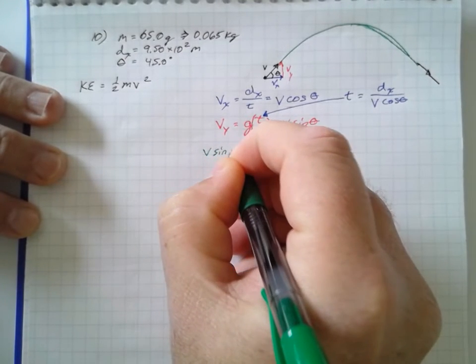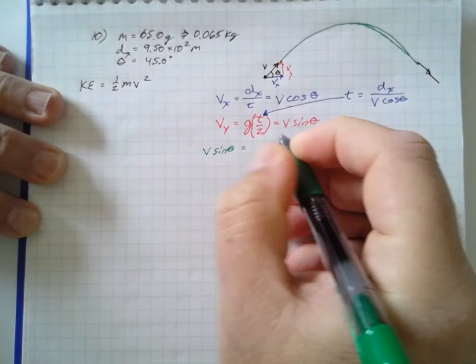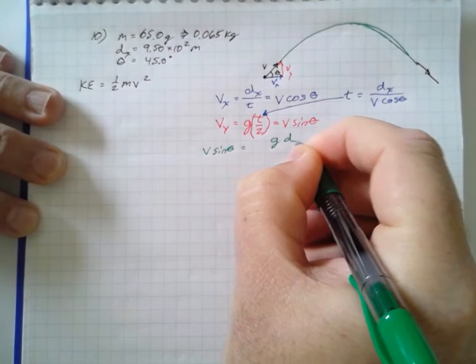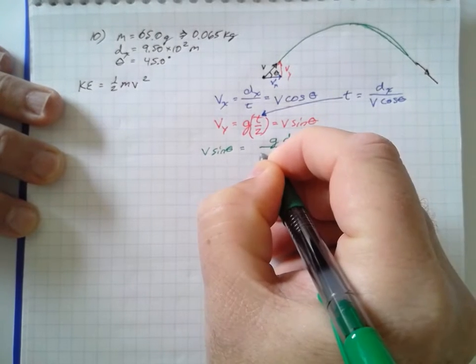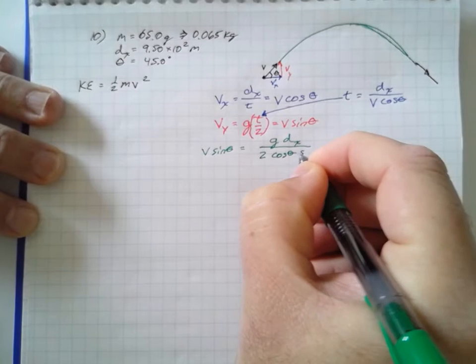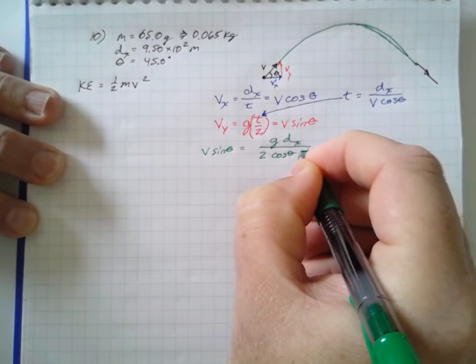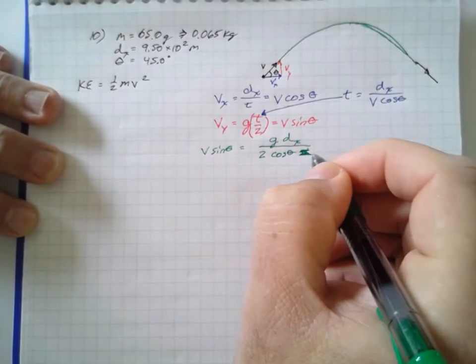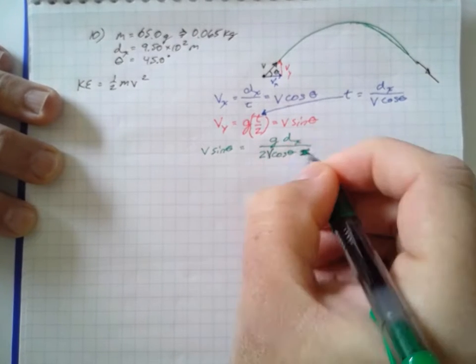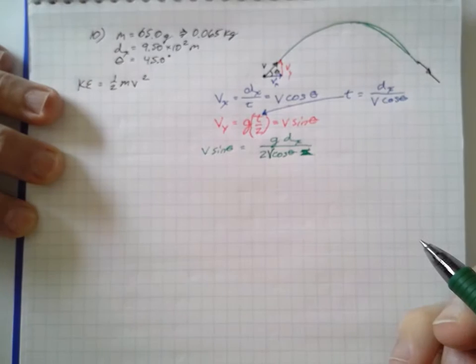V sine theta equals g dx divided by 2 V cosine theta. V cosine theta, sorry. I was jumping ahead of when I started writing that other piece down.